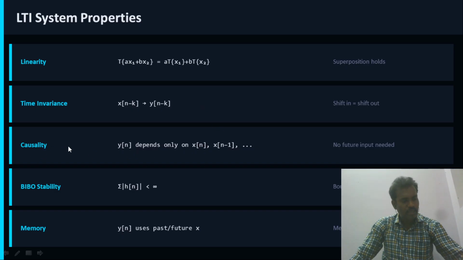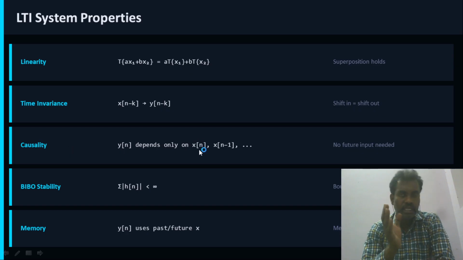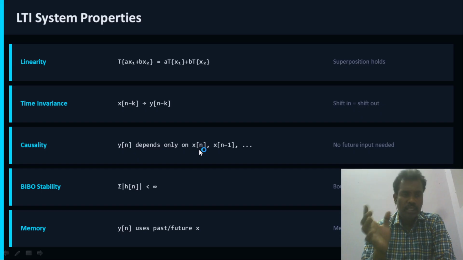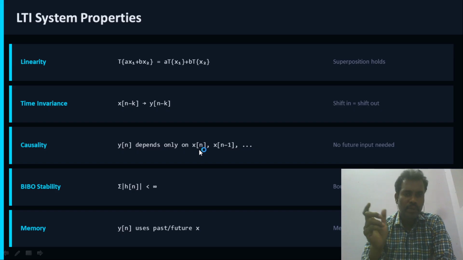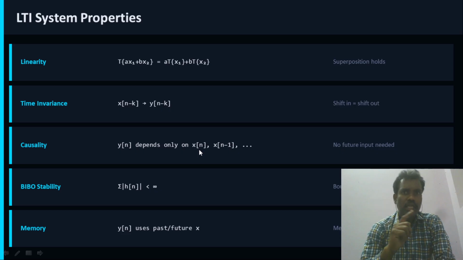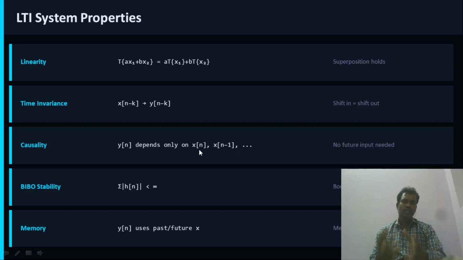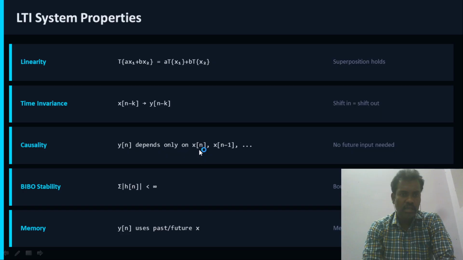And causality. Causal signal. What is a causal signal? We know the signal is zero at all negative instants of time. It is a causal signal. A causal system means the system depends only on present and past inputs. Then it is called a causal system. If it depends on future inputs, then it is a non-causal system. So no future input is needed.